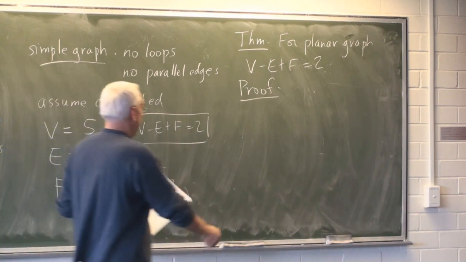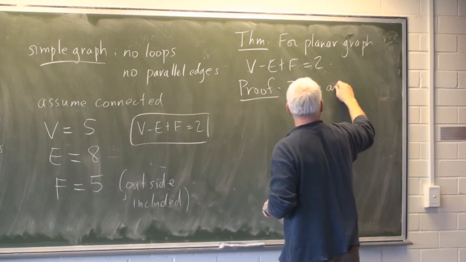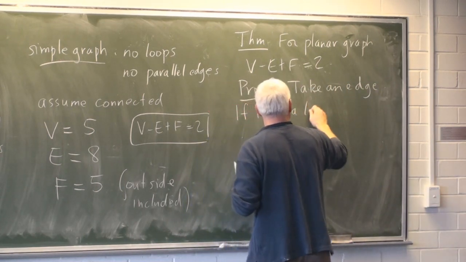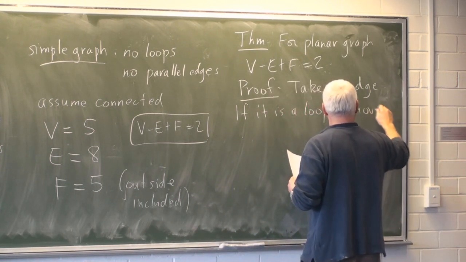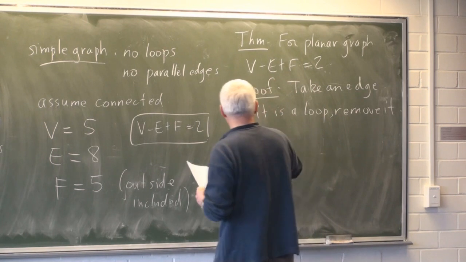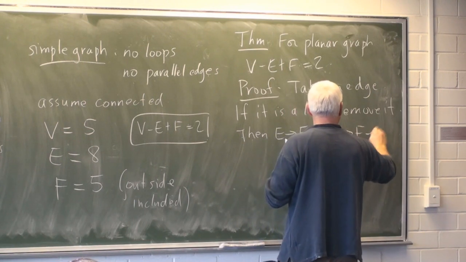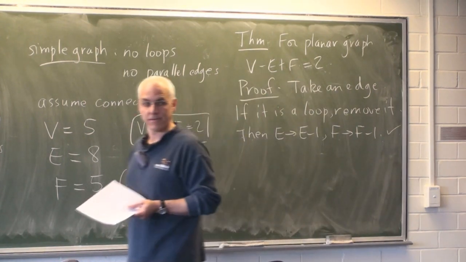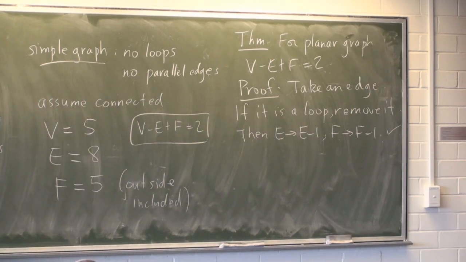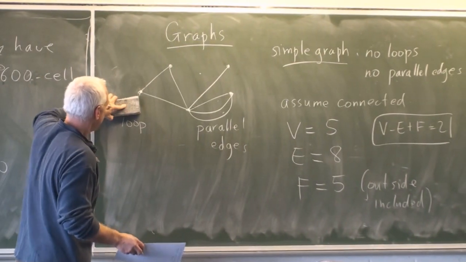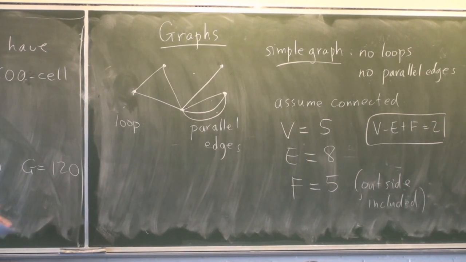Okay, so here's a proof. Take an edge. If it is a loop, remove it. Then E goes to E minus 1, and F goes to F minus 1, and so we are still happy. The combination V minus E plus F has not changed. So here's a loop. According to my instruction, I should just get rid of it. Okay, I will. Now we have a slightly simpler graph.